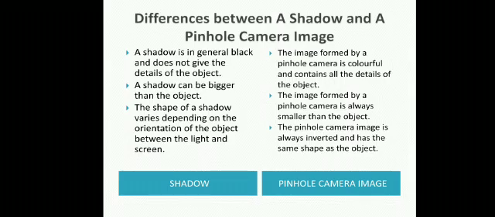Difference between a shadow and a pinhole camera image. See, a shadow usually will be black in color and does not give the details of the object. But the image formed by a pinhole camera is colorful and contains all the details of the object. A shadow can be bigger than the object. But the image formed by a pinhole camera is always smaller than the object. That's why we name it diminished, that is, a smaller image. The shape of a shadow varies depending on the orientation of the object between the light and the screen. But the pinhole camera image is always inverted, that is upside down, with the same shape as the object.